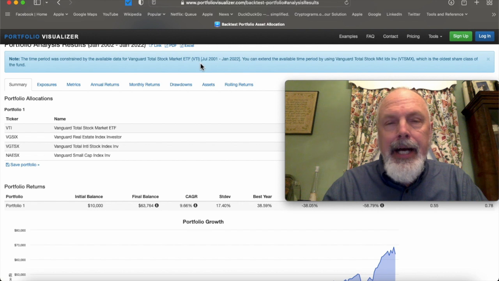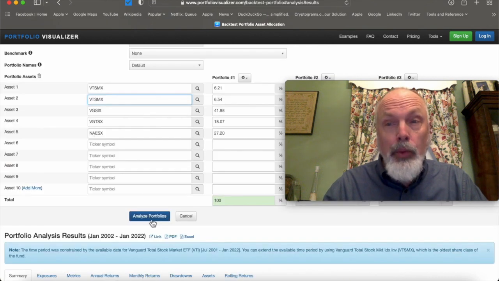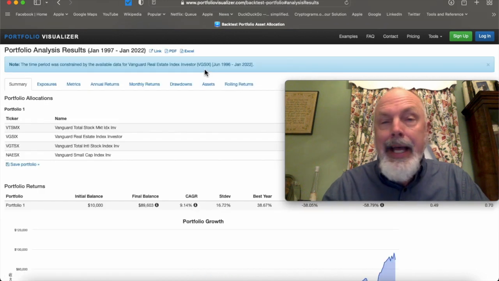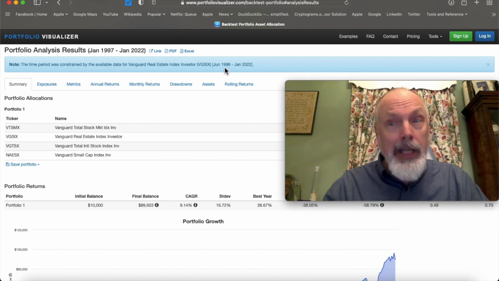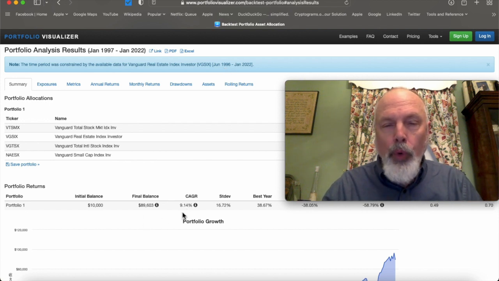And it says VTI has only been around since 2001. Now we're using ticker symbols that have been around a while. Let's analyze. Now this says that the real estate index has only been around since June 1996. That's long enough for me. As you can see, the CAGR is around 9.14% over that long period of time, with a standard deviation of 16.72. I'd like to see if I can get that down to about 15 for my Roth assets.